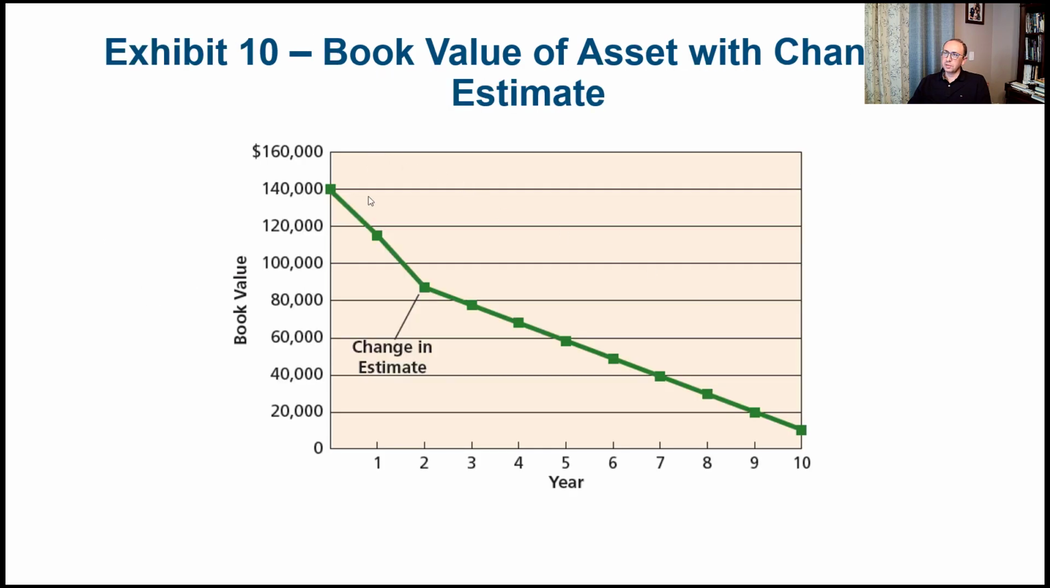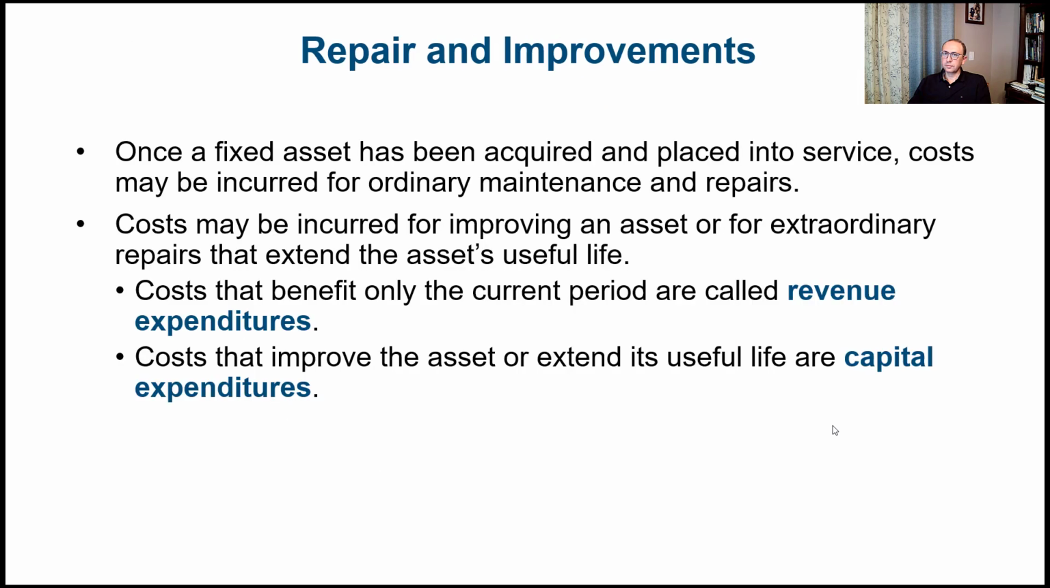So this graph here gives you an idea. So the original cost was 140. After year 1 we subtracted 26,000 to get the net book value, and then another 26,000, and then it kept going down by only $10,000 every year until year 10, where the residual value would be only $8,000.